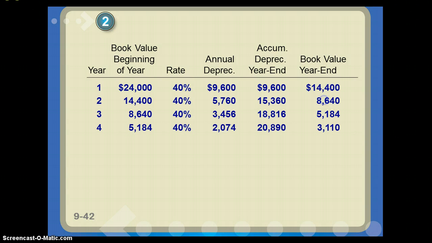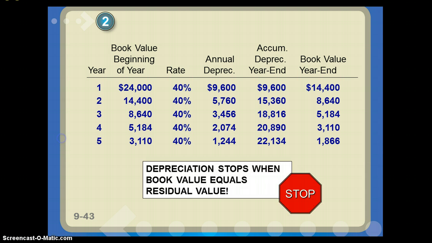Here's year 3, here's year 4. Were your calculations correct? Hopefully. We use the same process over and over. For year 5, if we go ahead and calculate that, we have a problem because depreciation stops when the book value equals the residual value. This book value was $1,866 if we continue with the same calculations. But we said it had a residual value of $2,000.